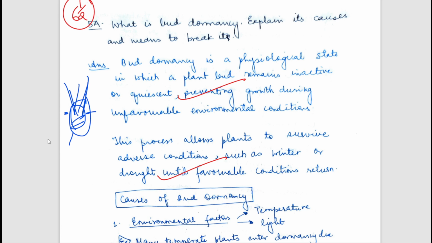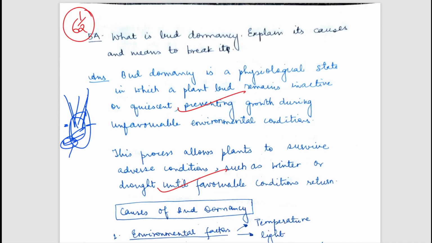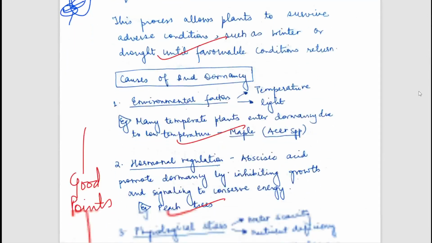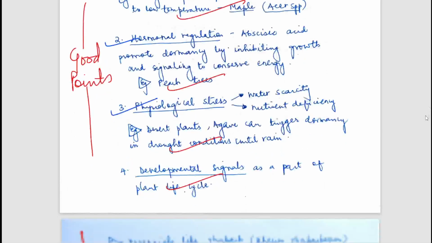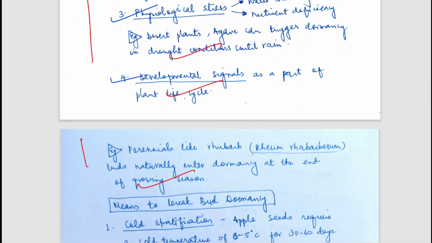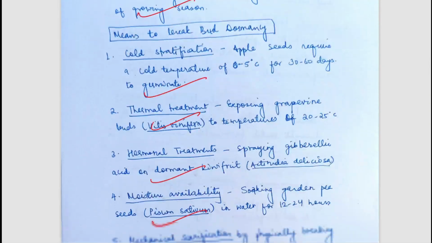Various times this dormancy is seen in plants due to various environmental conditions; due to stress, they become dormant. So for breaking the dormancy, first of all, we have to discuss the causes. The causes could be environmental factors, hormonal regulation, any kind of stress, or developmental signals. Now, how can we break this dormancy?